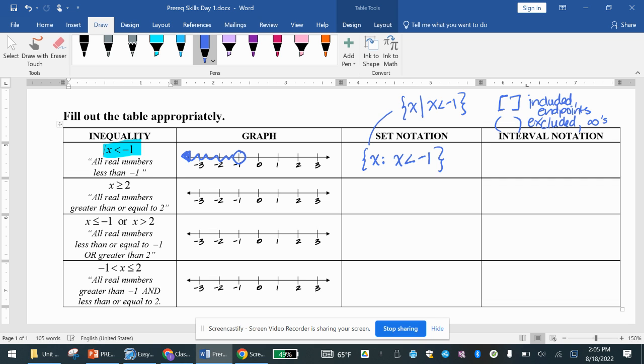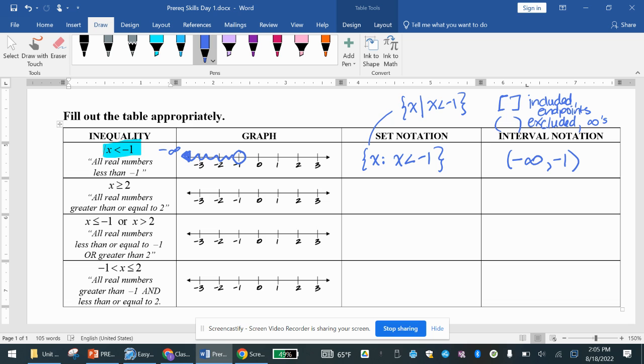If you're reading this graph from left to right, it's pointing towards all the negative numbers that are infinite. So it goes infinitely to the left. You're going to say it goes forever to the left, to negative infinity. And it stops really close to -1, but it doesn't exactly land at -1 on the graph. So the -1 would be in parentheses, not brackets, because it's excluded.